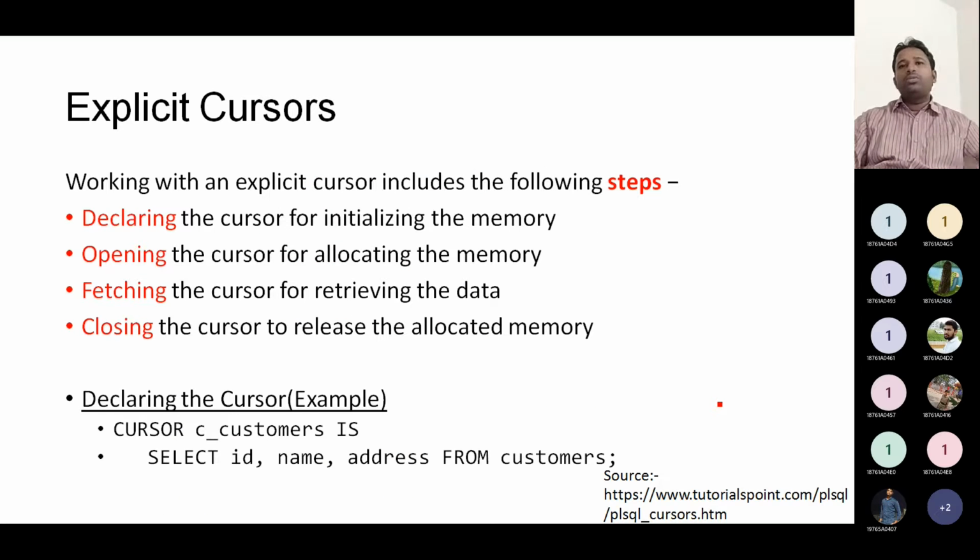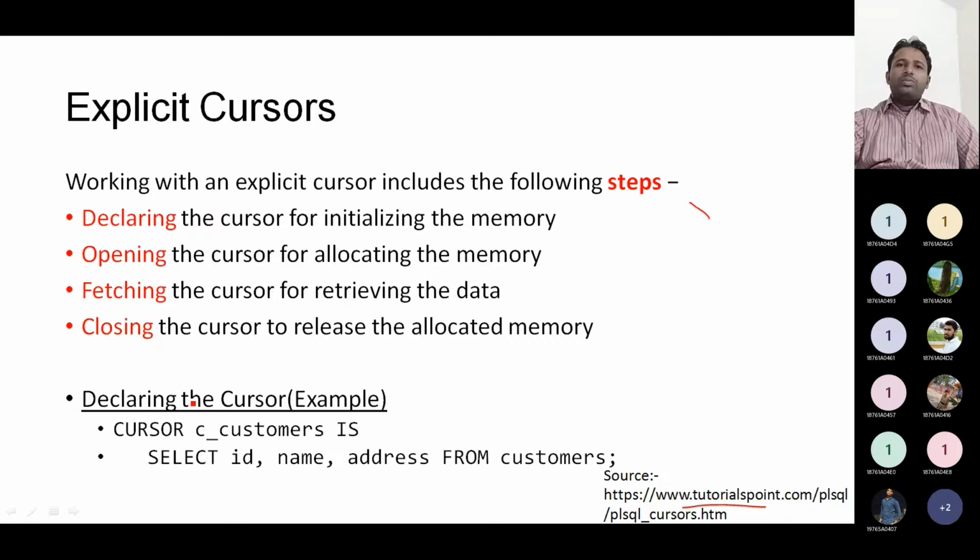So how do we make use of these explicit cursors? Steps: first, you declare the cursor. Then, to initialize the memory, open the cursor, and then close the cursor. In the middle of opening and closing, perform the operations. What kind of operation? Generally, you fetch some data from the result. So create or give a name to the cursor, always declare the cursor, then open it, perform operations like fetching, and close the cursor. Closing is nothing but releasing the allocated memory. This example is from Tutorialspoint.